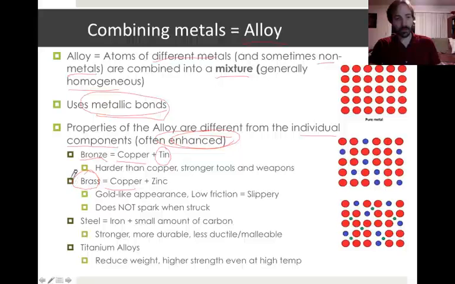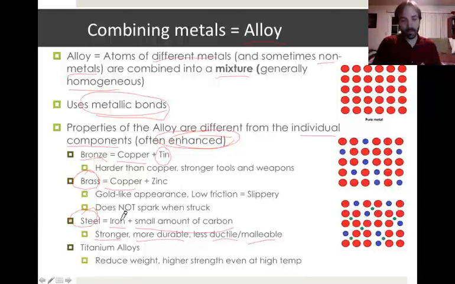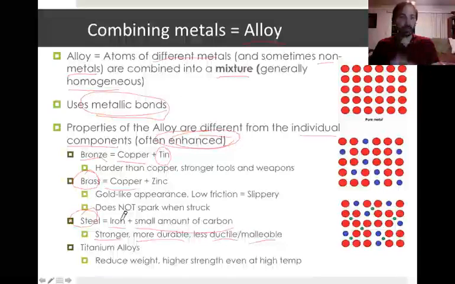Now, an alloy that is used a lot in construction is steel. For steel the base metal is iron, and we use a non-metal, carbon, just a small amount, mixed into that iron. What it does is it gives it a stronger, more durable property, but because we're adding non-metals, remember non-metals are not ductile or malleable, we lose some of the ductility and malleability that iron has. So we trade some flexibility, ductility, malleability for stronger, more durable metal.